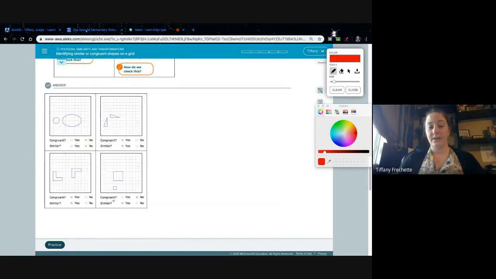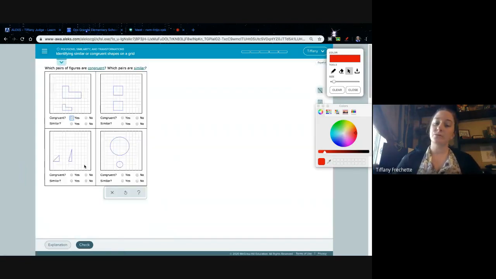So if you see down here, they just check the boxes that are true. And that's all we're going to do. So I need my cursor. Okay. Which pairs of figures are congruent? Which pairs are similar? So I'm not necessarily going to read that on every page because it's going to be the same exact directions.